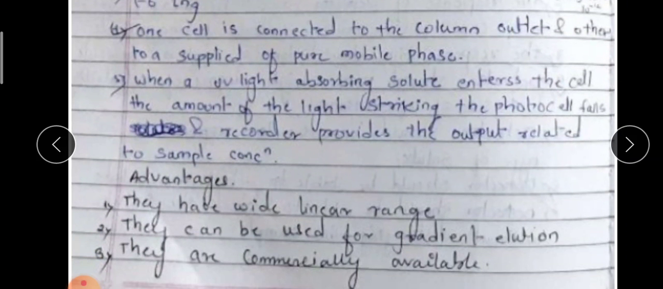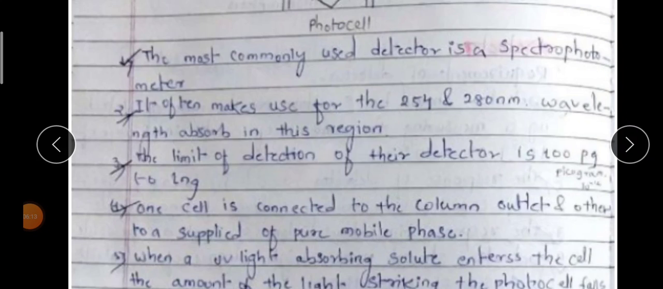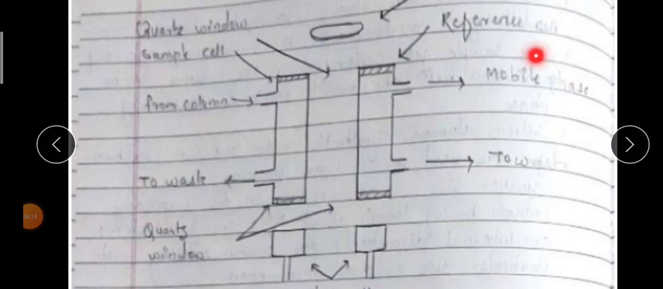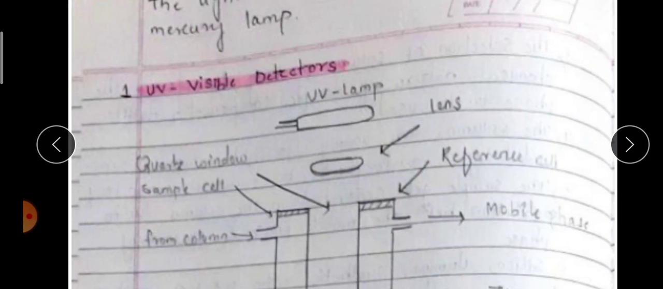Advantages: they have a wide linear range, they can be used for gradient elution, and importantly, they are commercially available. It is a very simple detector. Please go through this part. What is the role of the detector?